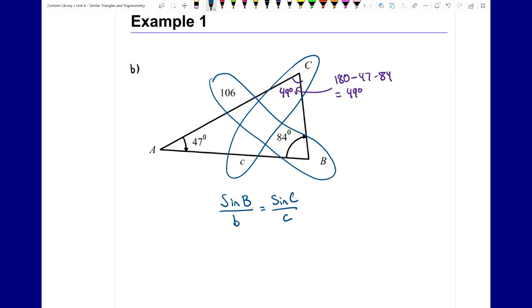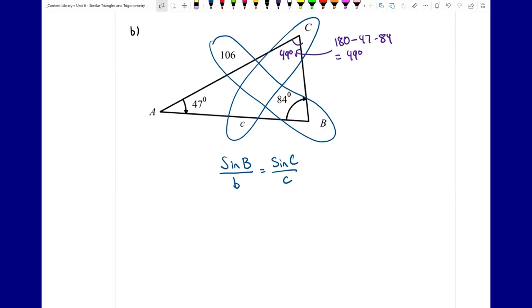Sine C over little c. We have sine of 84 over 106, which is equal to sine of 49 over c. Our first step is going to be cross multiply. We want to get rid of these fractions, bring the c up. So we have c times sine 84 is equal to 106 times sine 49.